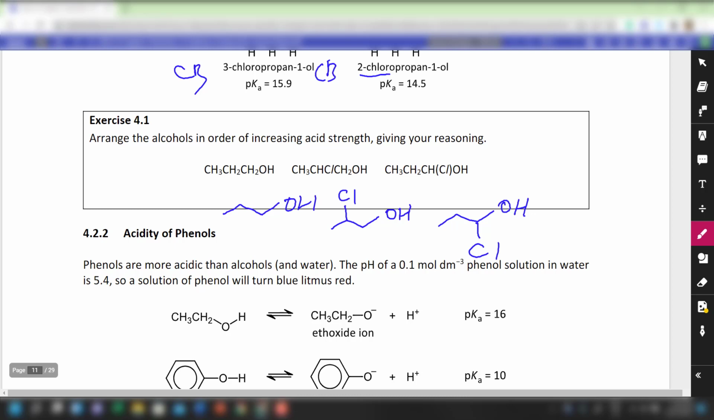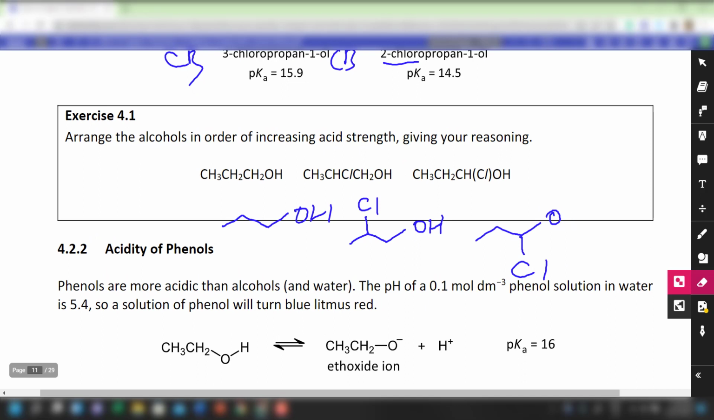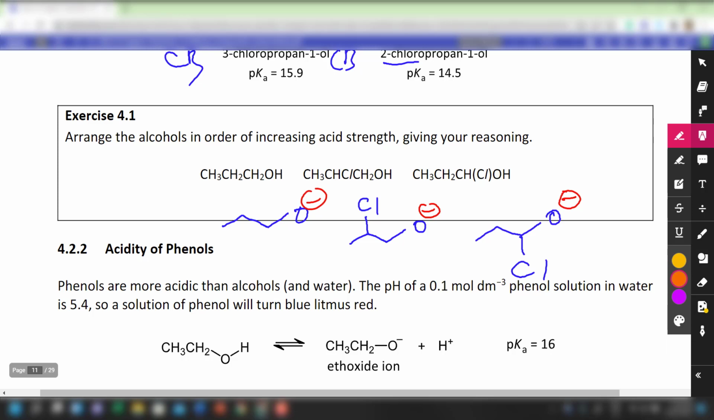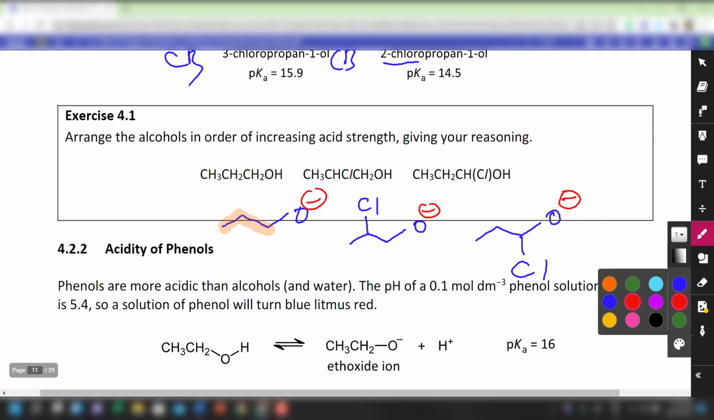Again, similar reasoning. If they were to lose their H+, their protonic hydrogen in this case, we are going to compare the stability of the conjugate base. If you look at propan-1-oxide, it simply has electron donating alkyl groups. This helps to intensify the negative charge at the O. So when I compare across the 3, this must be the weakest acid. So strongest base, weakest acid. I can just say strongest conjugate base.